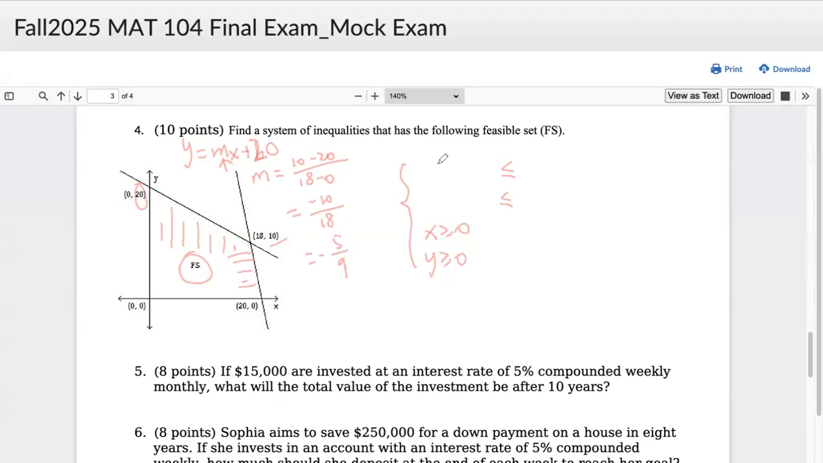So the first one is -5 over 9x plus 20. Oh no, I wrote it on the wrong side. That is y less than or equal to -5 over 9x plus 20. So similarly, we do the second one.